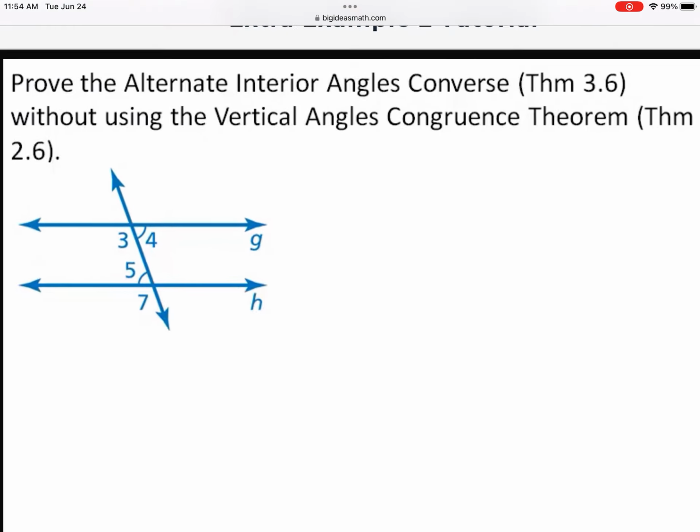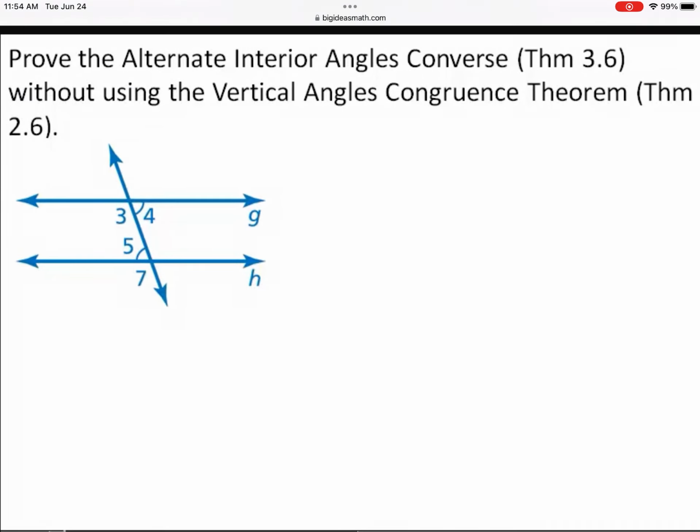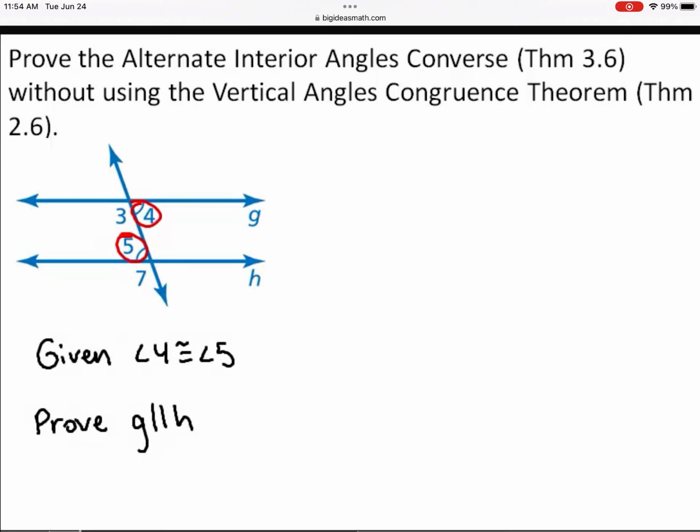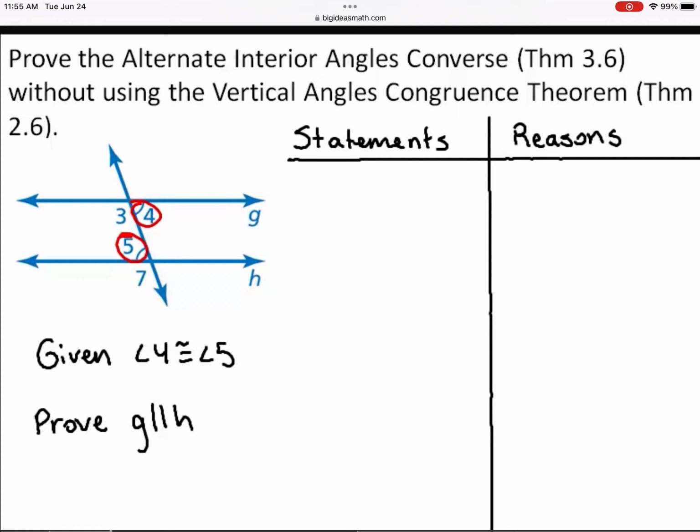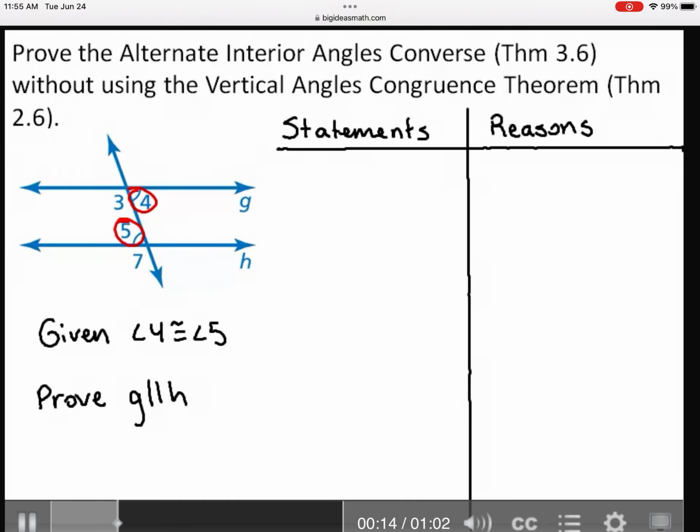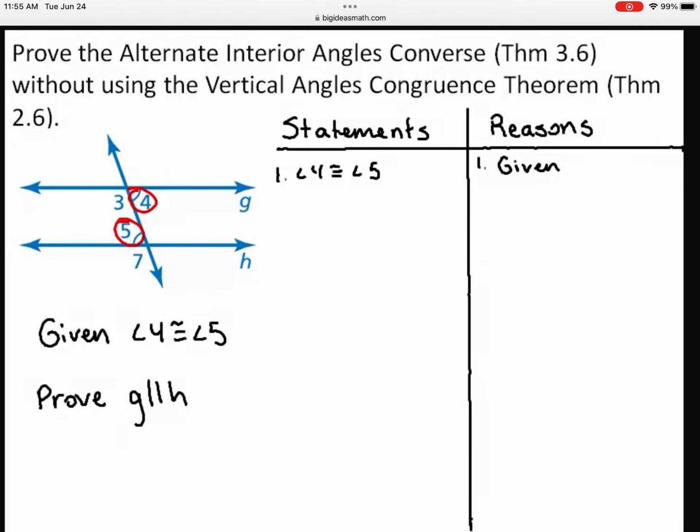Prove the alternate interior angles converse without using the vertical angles congruence theorem. You are given that angle 4 is congruent to angle 5. Prove that line G is parallel to line H. Begin with the statements and reasons table. Angle 4 is congruent to angle 5 because it was given.